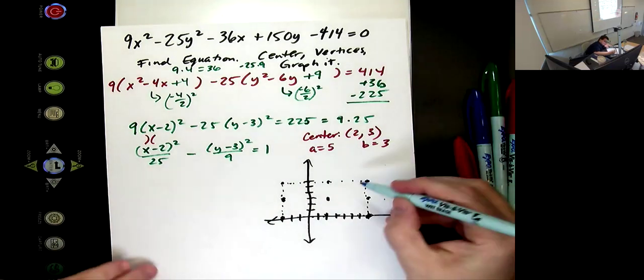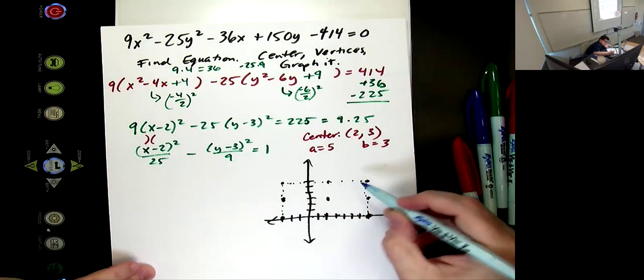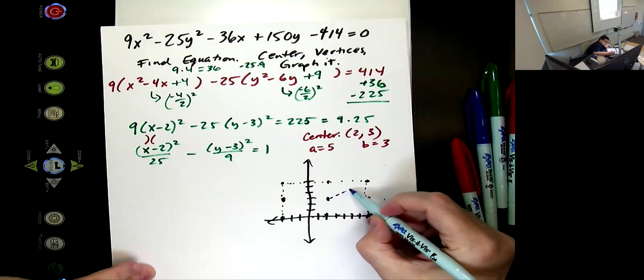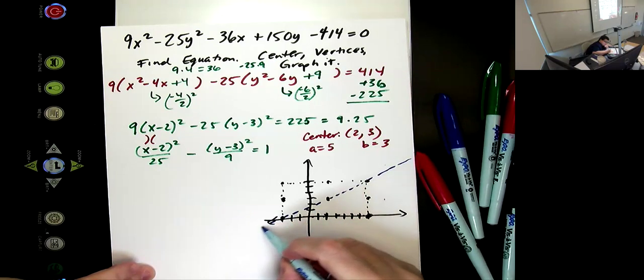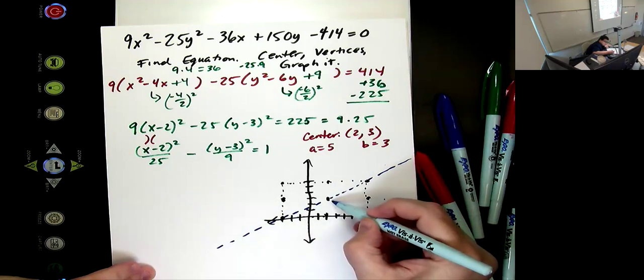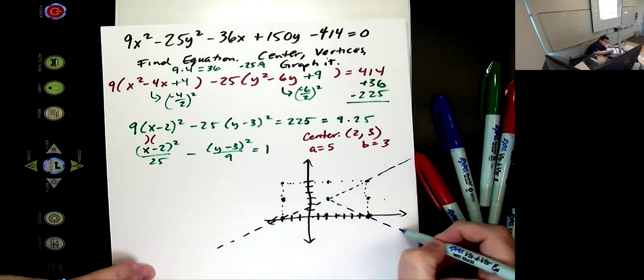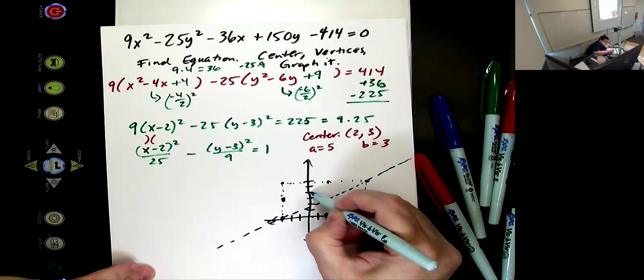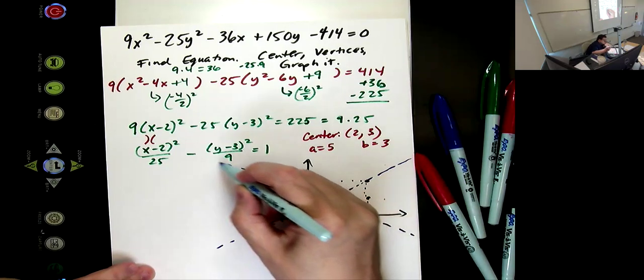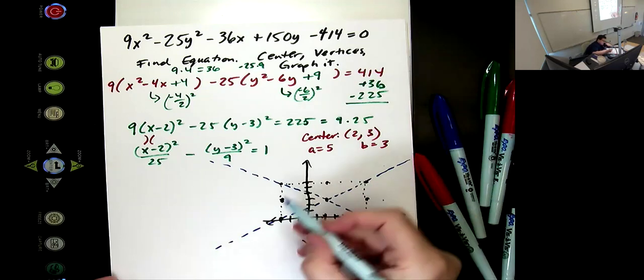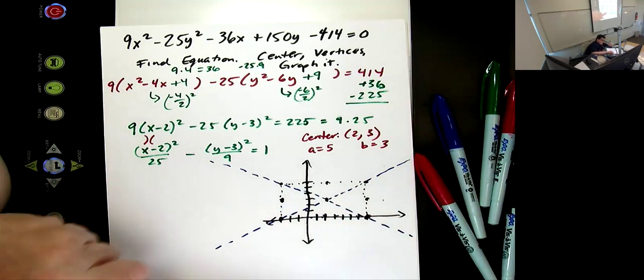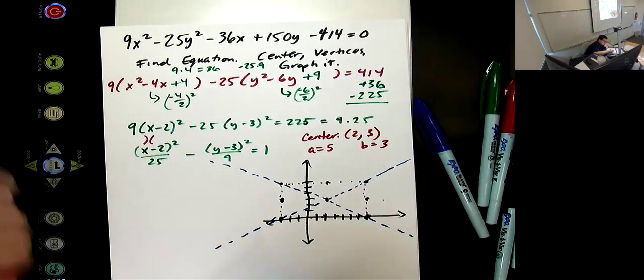So I'll do my asymptotes diagonally. And we said it's going left and right, so it's going from these points right here.